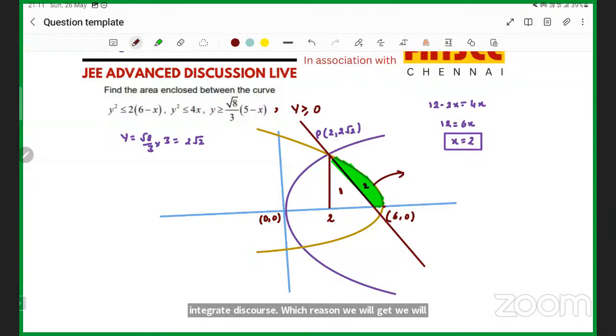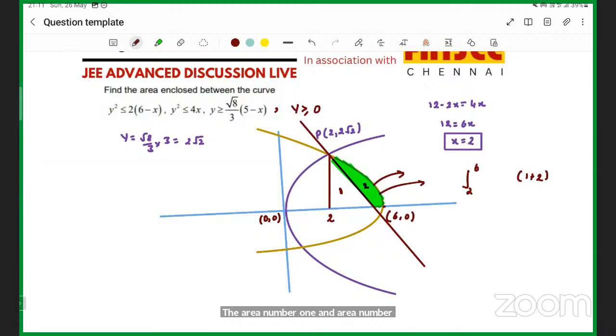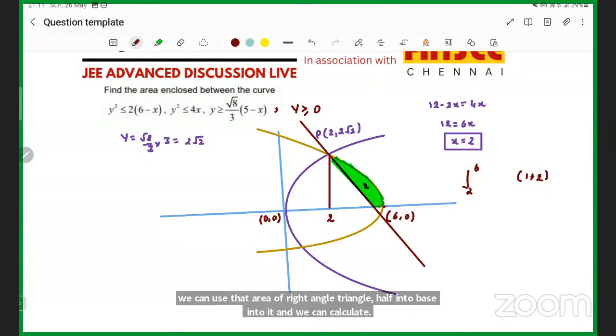So when we integrate this curve over the limits from 2 to 6, we will get which area? We will be getting area number 1 and area number 2, this entire area. But we want only 2. So we have to subtract 1, isn't it? And for finding the area of 1, it's a straight line, so easily we can use the area of a right angle triangle, half into base into height. So this seems to be a better method rather than going the other way around.